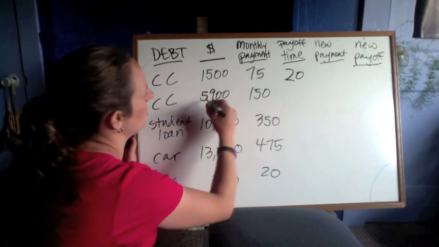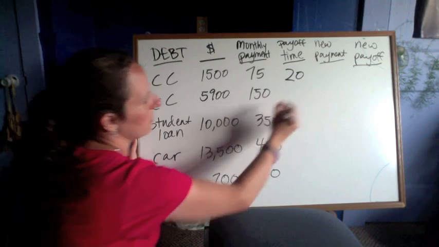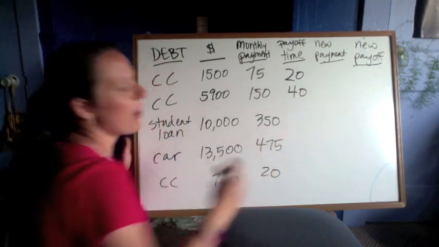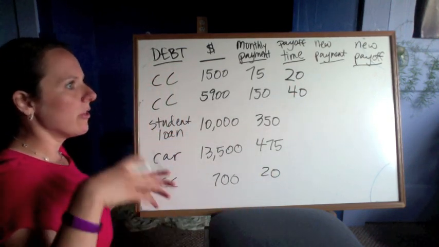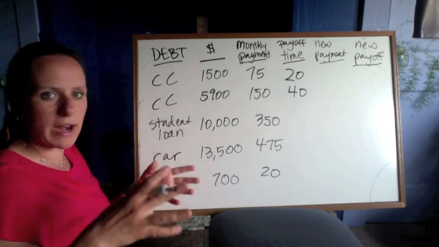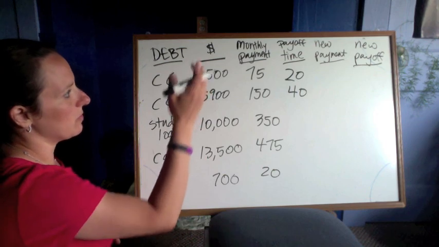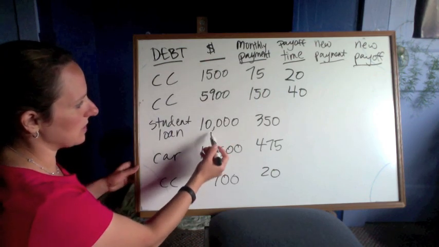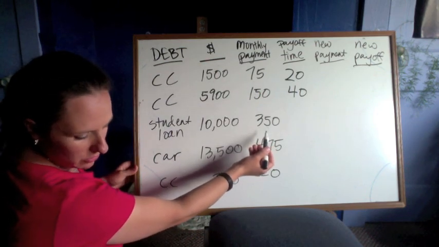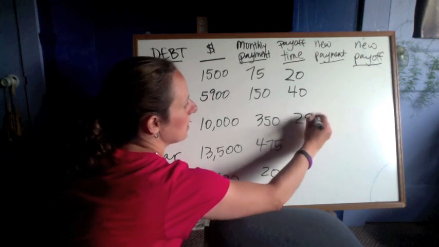So the next one would be 5,900 divided by 150. That would be 40. Now, obviously, if you come up with something 39 point whatever, you have to round up for the month. So it would be 40 there. Now, this one would be 10,000 divided by 350. That gives you 29 months.